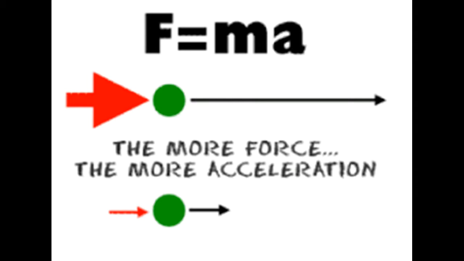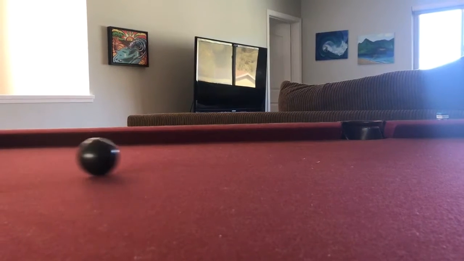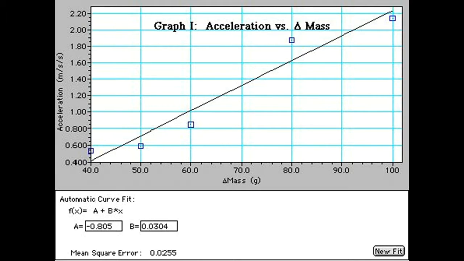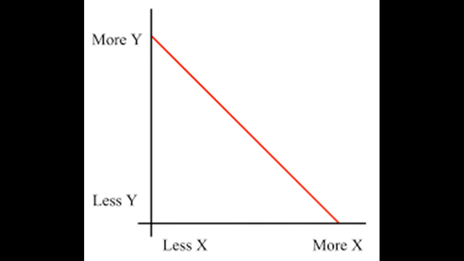Newton's second law of motion. Newton's second law of motion explains how force and mass affect the acceleration of an object. If the force increases, the acceleration increases. This is known as a direct relationship. If the mass increases, the acceleration decreases. We call this an inverse relationship.